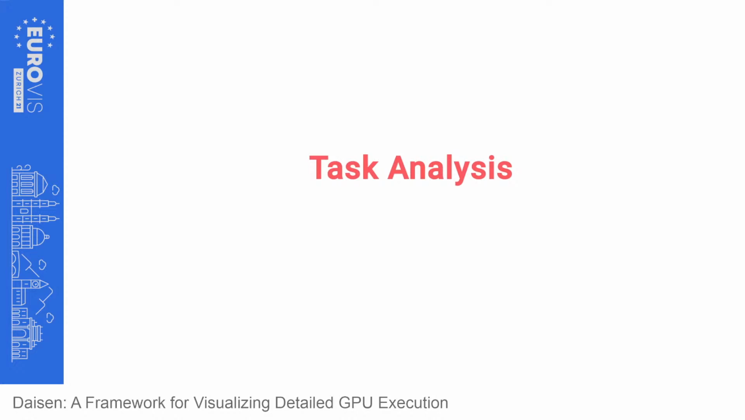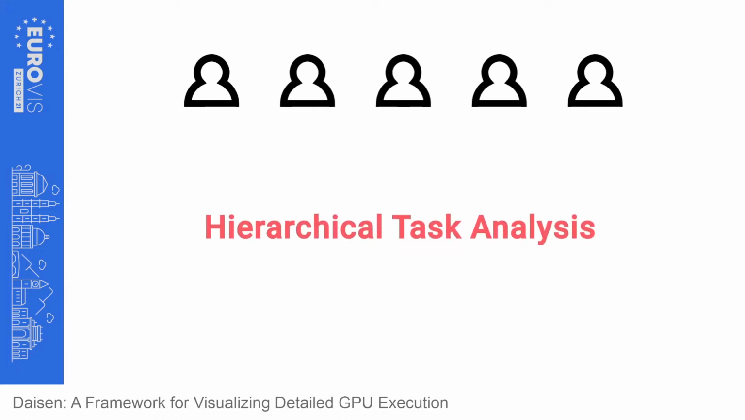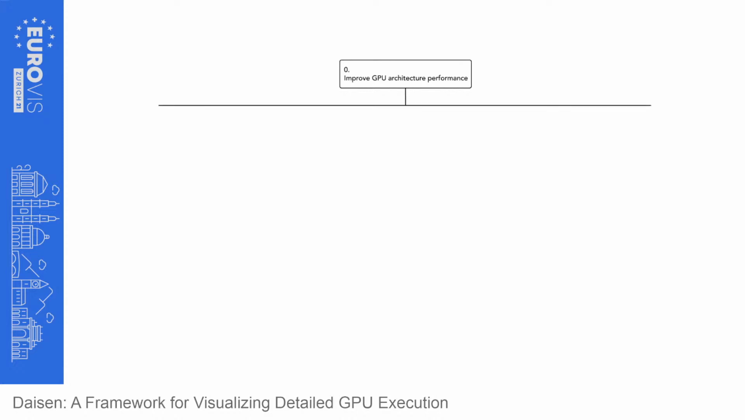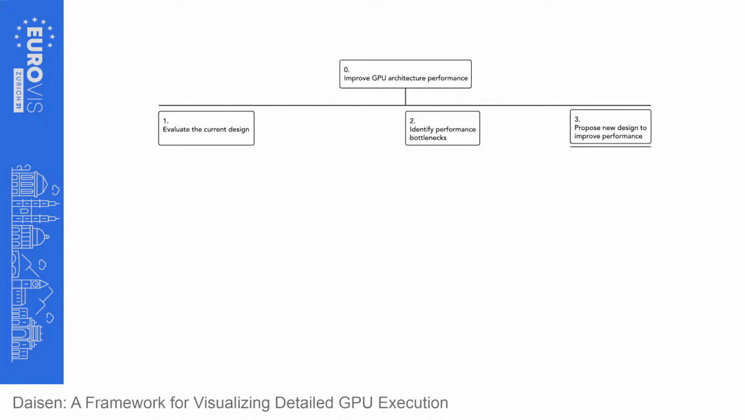We start by understanding the current workflow of hardware designers. We interviewed 5 designers and used hierarchical task analysis to formalize the process. The overall goal of a researcher is to propose new hardware designs that improve hardware performance. At a high level, improving hardware performance requires evaluating the performance of the current design, identifying the performance bottlenecks in the current design, and proposing new designs. After having a new design, the new design becomes the current design, and the performance needs to be evaluated again until the design goal is achieved.